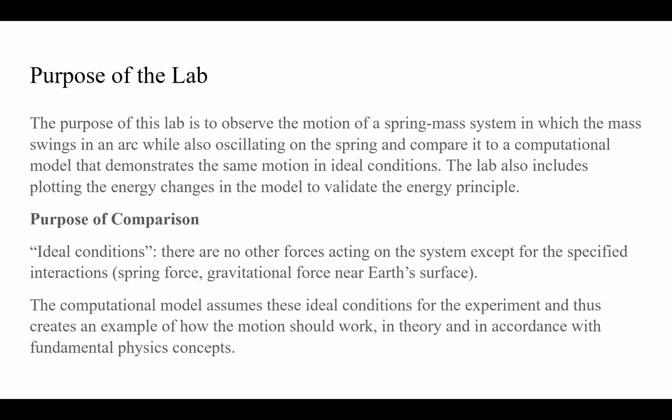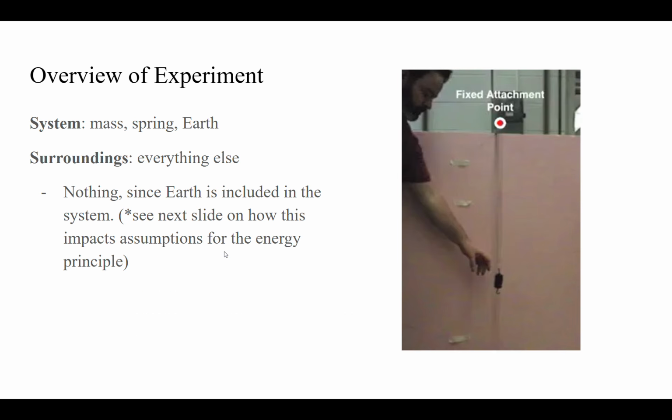By ideal conditions, it refers to there being no other forces acting on the system except for the specified interactions, and the computational model assumes these ideal conditions for the experiment, and thus creates an example of how the motion should work in theory and in accordance with fundamental physics concepts. So, the system is mass, springs, and the Earth, and the surroundings is everything else, which is nothing since the Earth is included in the system.